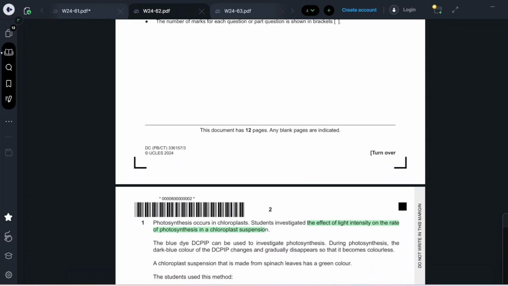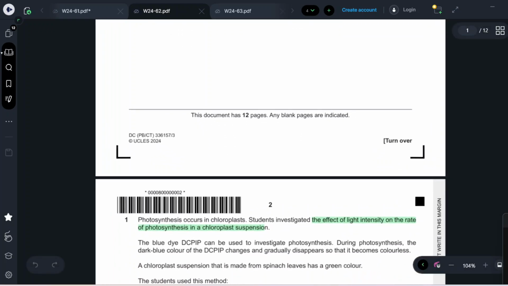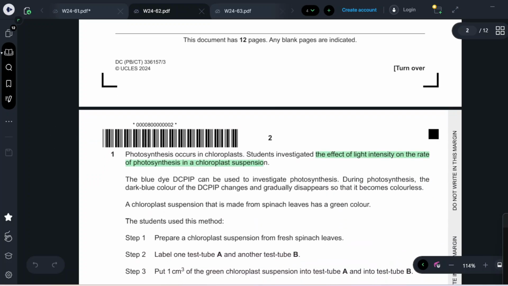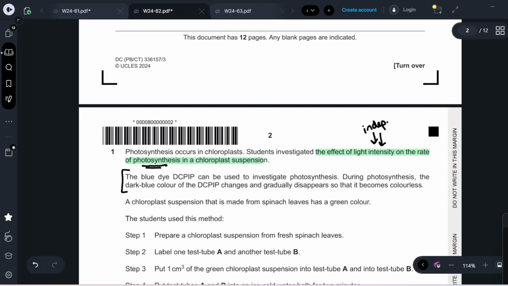Photosynthesis. The experiment is about photosynthesis. It occurs in chloroplasts. Students investigated the effect of light intensity on the rate of photosynthesis. I'm going to change the light intensity and I'm going to measure the rate of photosynthesis. Okay, so the light intensity is my independent variable. How am I going to measure the rate of photosynthesis? He gave me a new way.